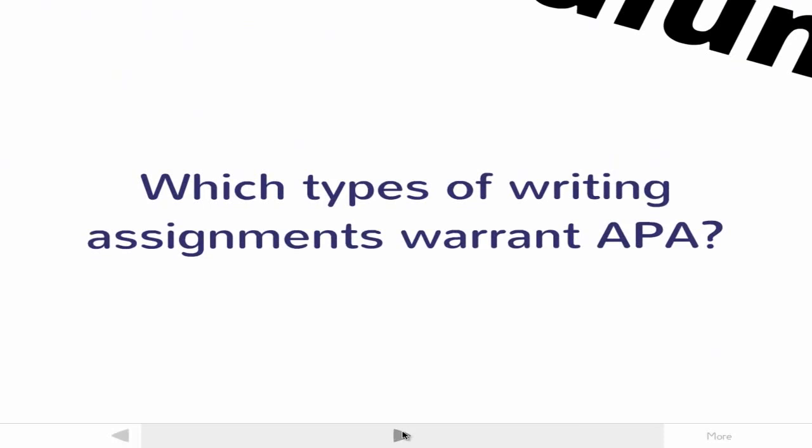What types of writing assignments warrant APA? Again, we're typically talking about academic writing, not so much creative writing such as poems. So typically within this context, we're talking about academic writing where a degree of research is required and where citations and references are required when bringing in expert opinions or evidence to support ideas.